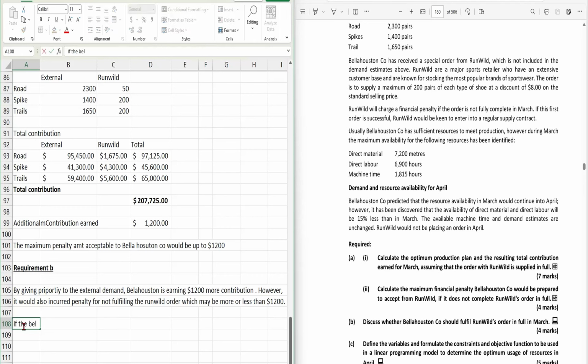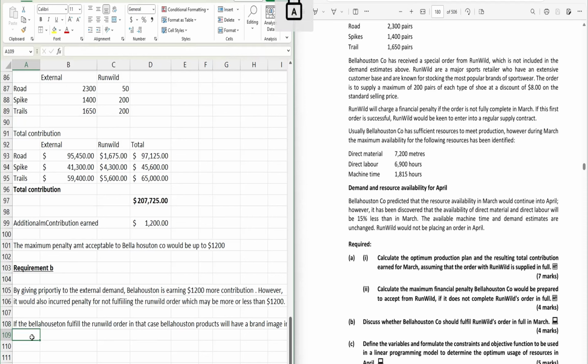If BellaHouseton fulfills the Run Wild order, in that case BellaHouseton's product will have a brand image in the mind of customers. But if not fulfilled, what you can write is that they have also additional source of income.